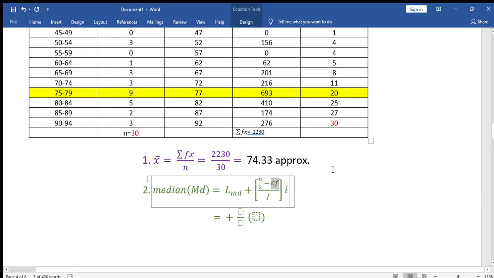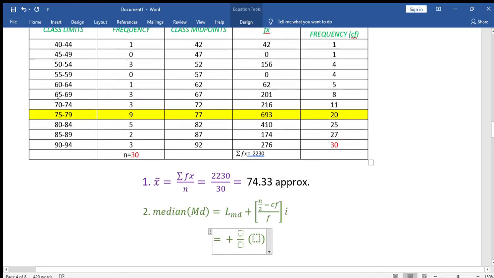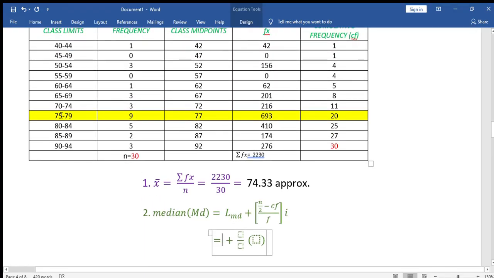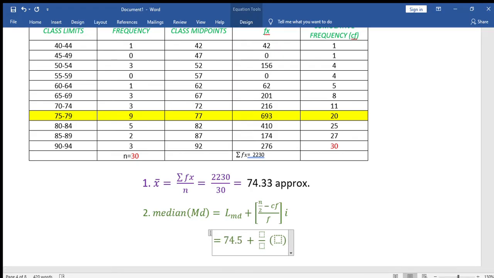Then, okay, let us use now the formula. So here, what is L sub MD? That is the exact lower limit. When we say exact lower limit, that is the class limit wherein you need to consider the lower limit. The lower limit here is 75, but we are going to find out the exact lower limit or the lower boundary. The exact lower limit or the lower boundary is 74.5, as what I mentioned in our preparation of frequency distribution table. You need to subtract your lower limit by 0.5, okay?